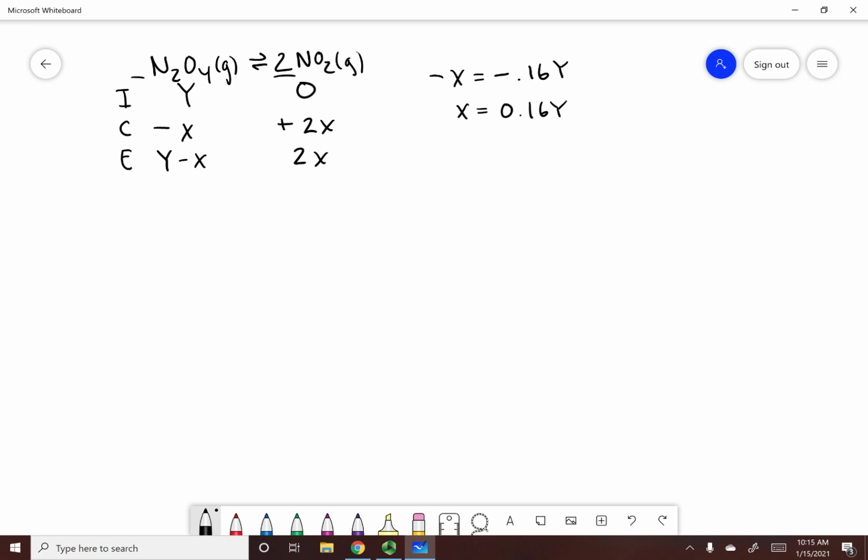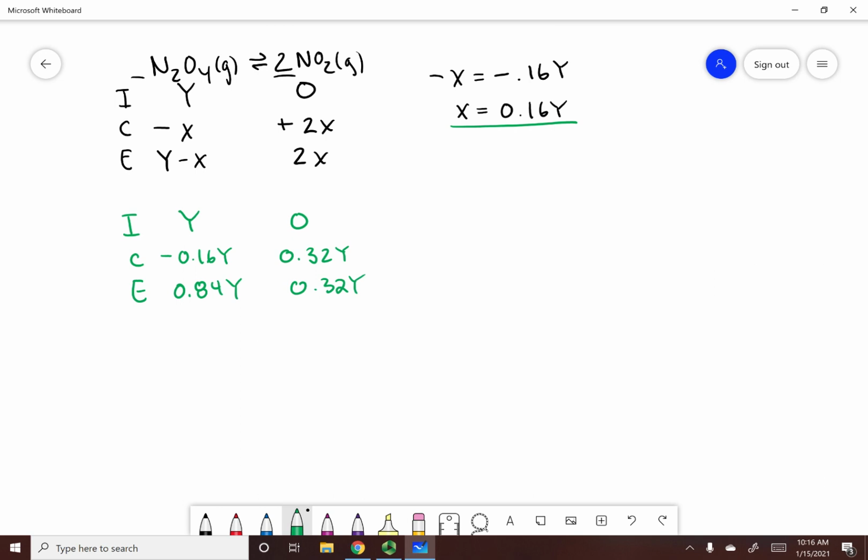So I'm going to go ahead and rewrite my ICE table. So ICE, and now I'm going to use this relationship. So I'm still going to keep this as Y and 0, but instead of minus X, I'm going to put minus 0.16 Y. 2X becomes 0.32 Y, and then Y minus X, or Y minus 0.16 Y, well, this becomes 0.84 Y, and of course this is still going to be the same of 0.32 Y.